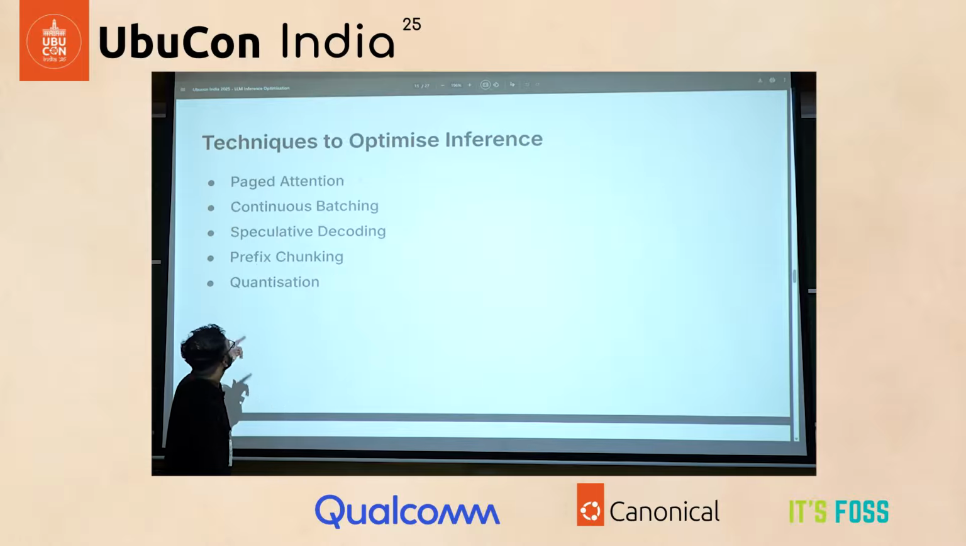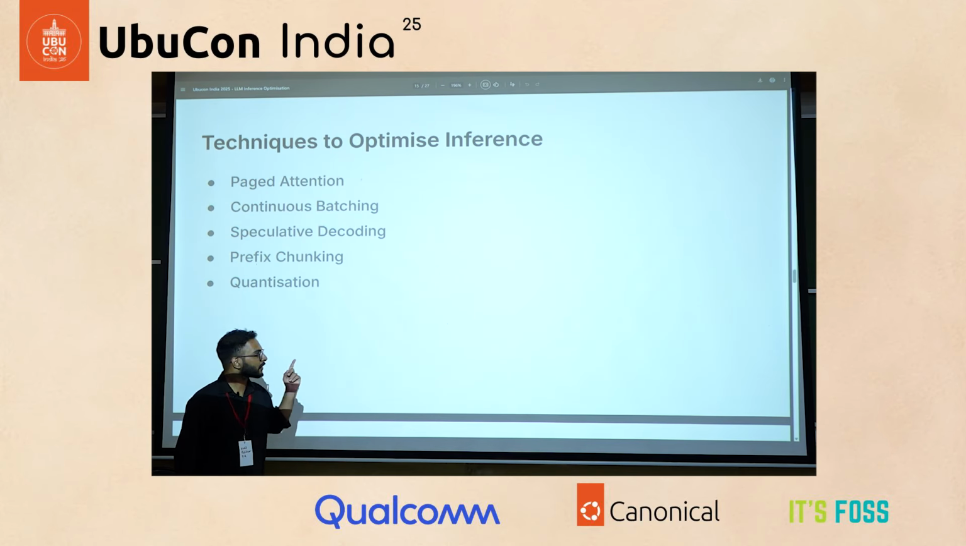Okay. So these are some of the techniques that we use to optimize LLM inference. The first is paged attention. The next one is continuous batching. The third one is speculative decoding. The fourth one is prefix caching, and the fifth one is quantization. I'm pretty sure that you have heard about quantization before. Has anyone heard about this? Okay, one. Cool.